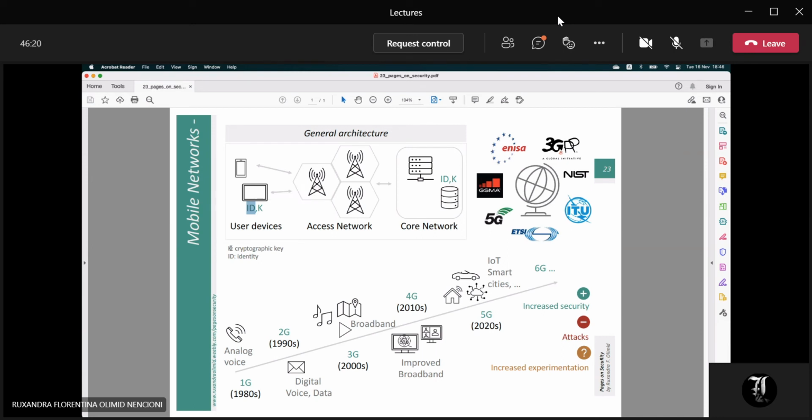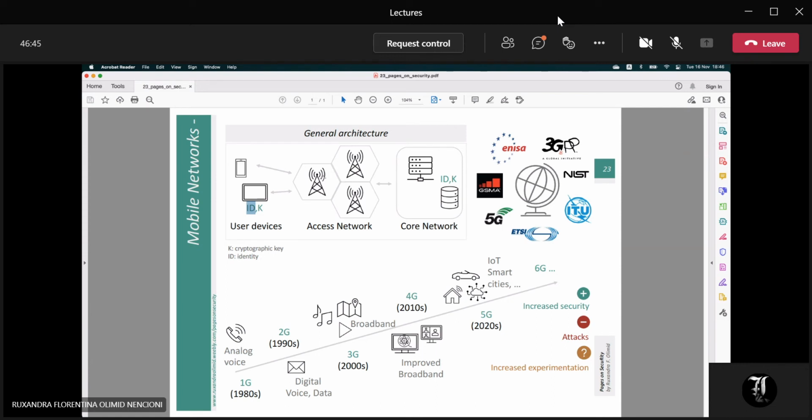When I'm transferring from one tower to another tower? Yes, this is the handover. So I'm in the same network. It doesn't matter necessarily if I'm in the home network or in the visiting network. I'm moving in space, from one tower to another. That's the handover.